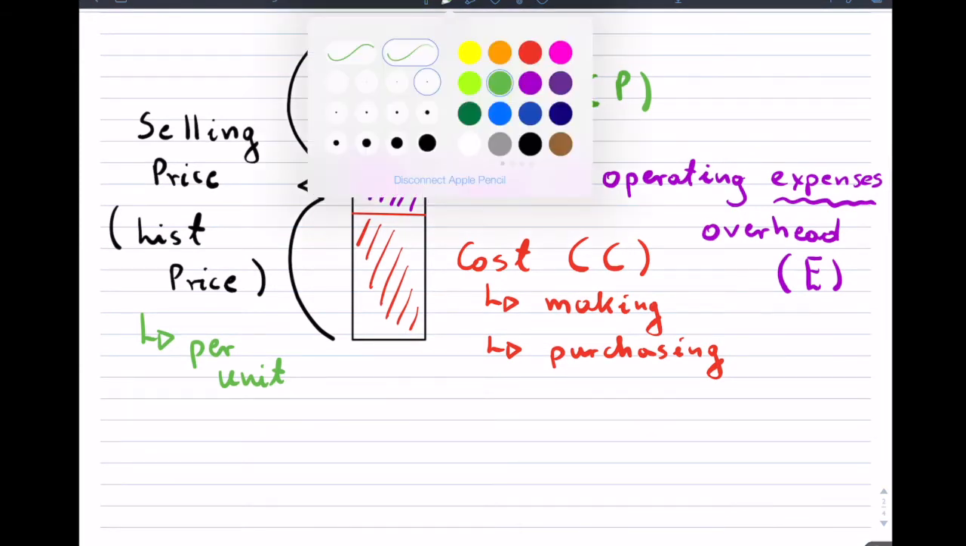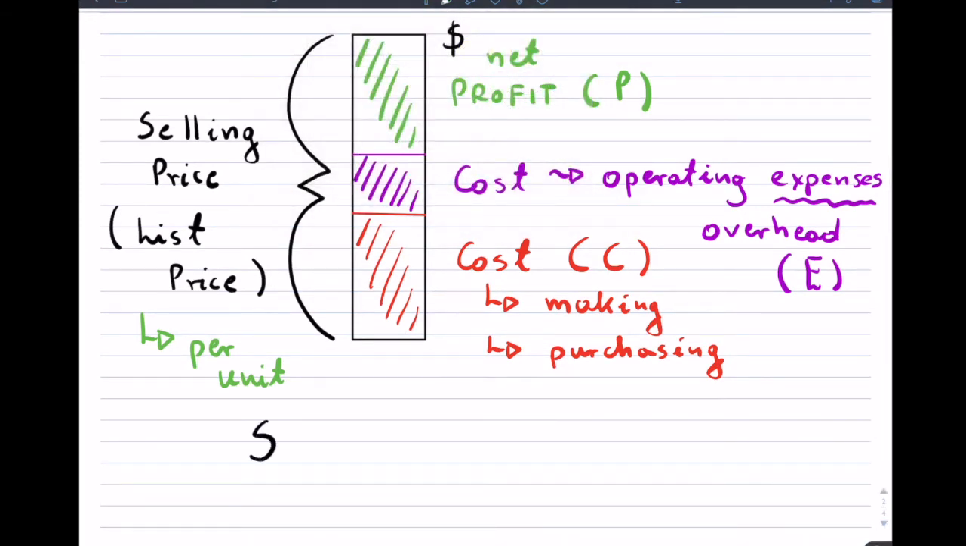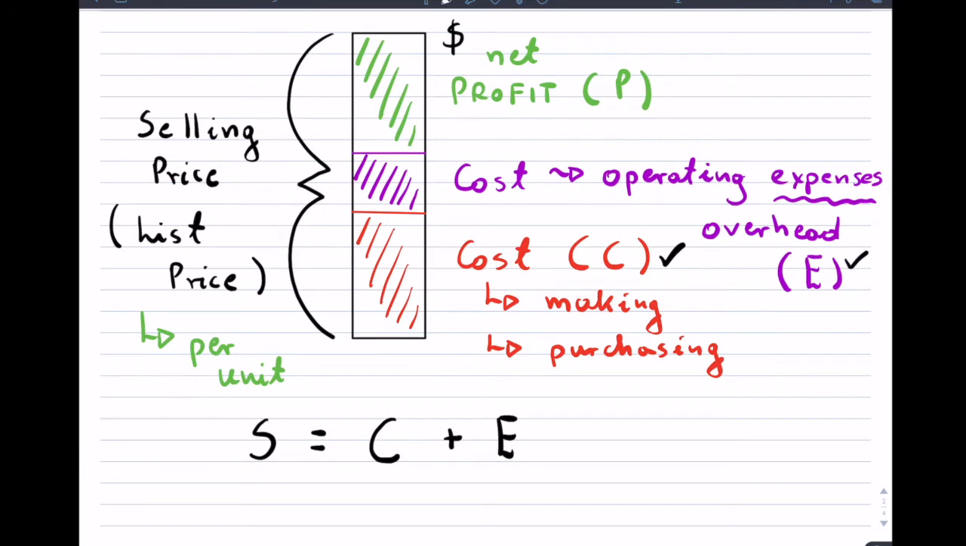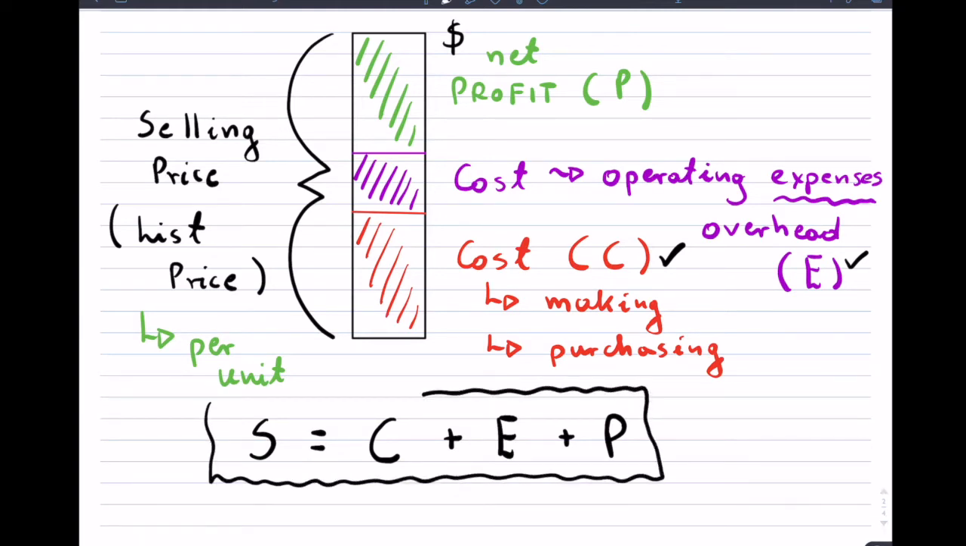So your selling price S, or maybe your list price L if you like to call that, is composed of your cost, which was right here, of making or purchasing; your overhead or operating expenses, which is E, that component right here; and then you have your profit. So it is made up of three pieces.